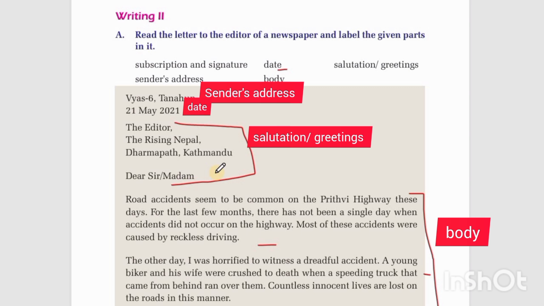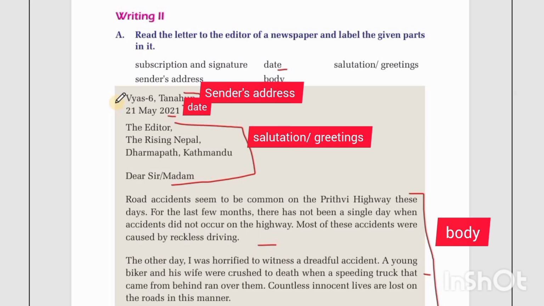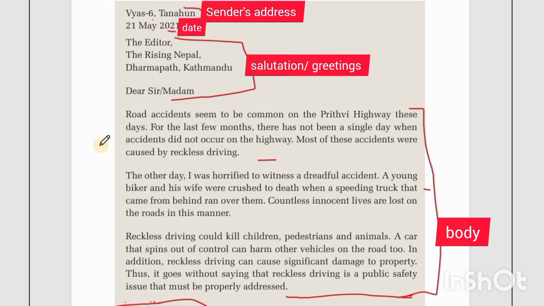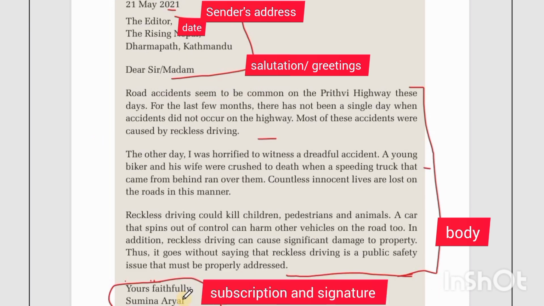So this is the format of writing the letter to the editor of a newspaper. This is the format to follow while writing. Format 1, sender's address, the address of the person writing the letter. Format 2, date. Then the date. Format 3, salutation and greetings. Format 4, body paragraphs. Format 5, subscription and signature.